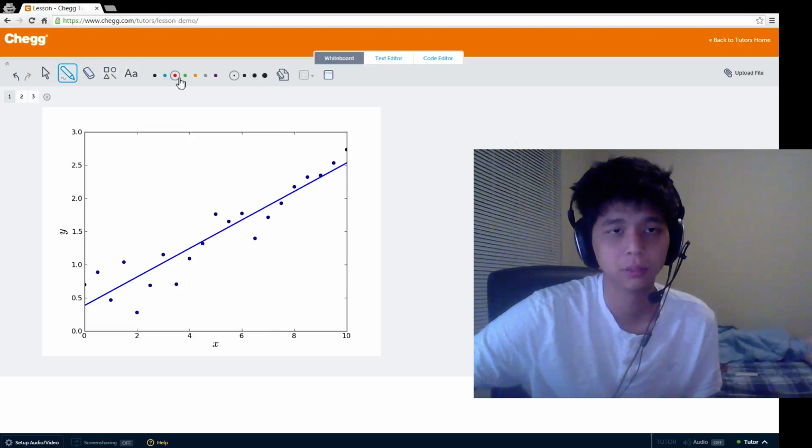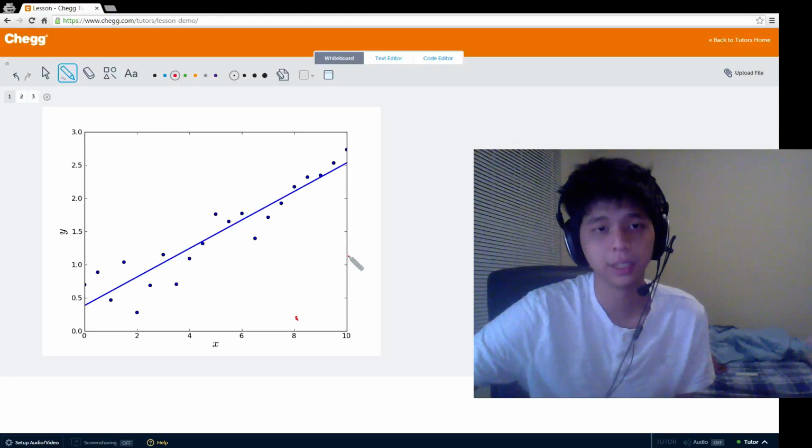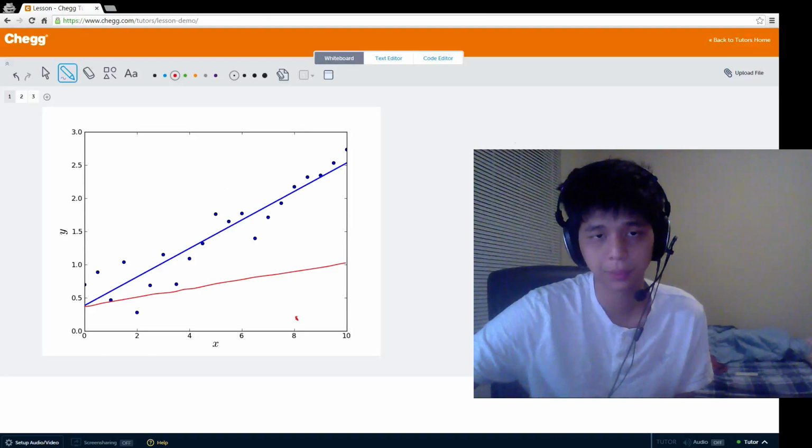The second step is to then replot your influential point. Let's make it red again. And then this time recalculate the least square regression line. In this case, this may look something like this.